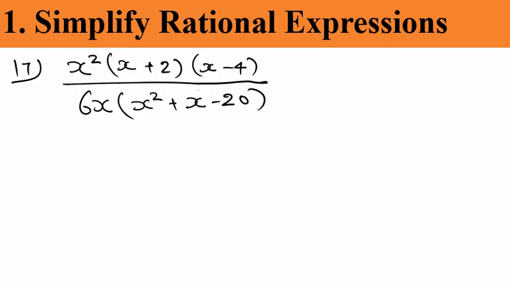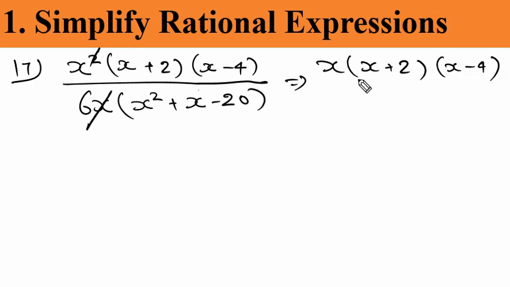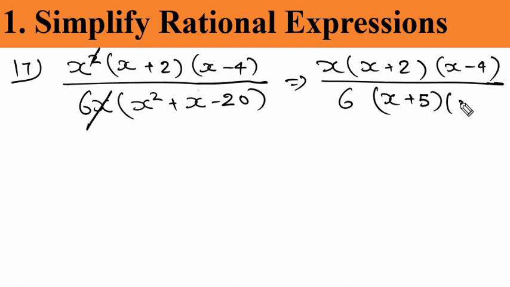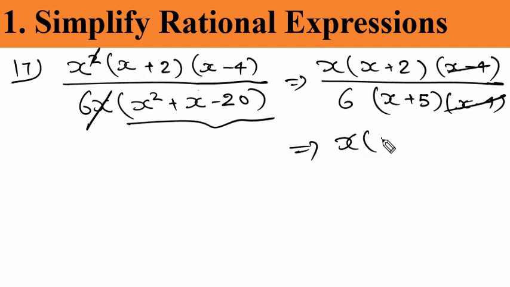Now this is your question number 17. This one is very easy. What you can do is you can just cancel this x here. You can factor this, and when you factor this you will get, let me just quickly do it now. You can try with the calculator. That will give you x plus 5 and x minus 4. X minus 4 will cancel. So x plus 2 over 6 times x plus 5. That will be your answer. You can factor that using the calculator.